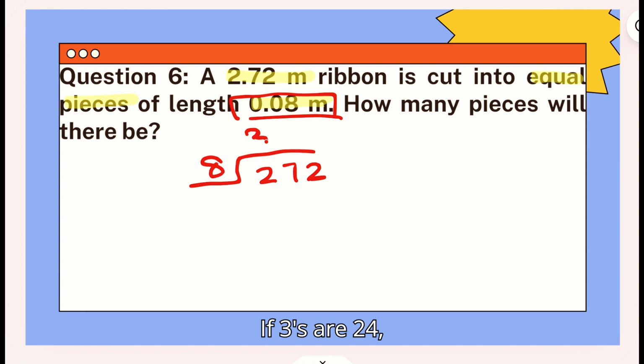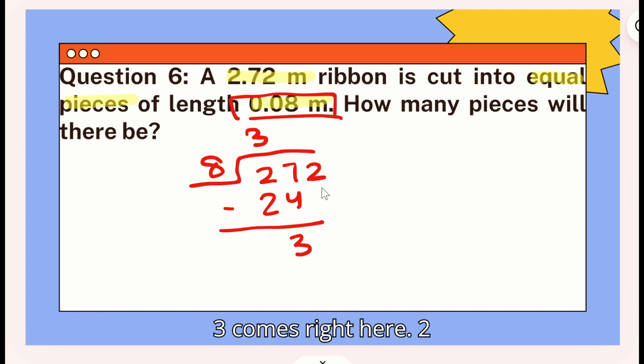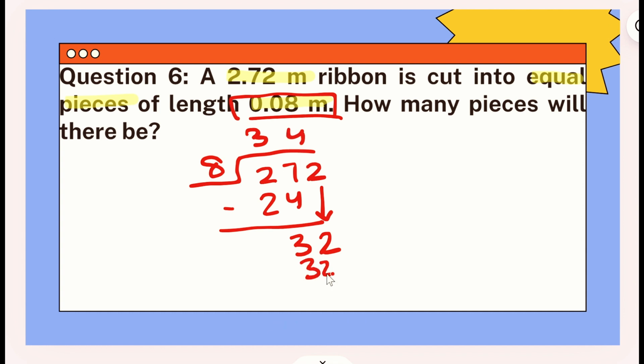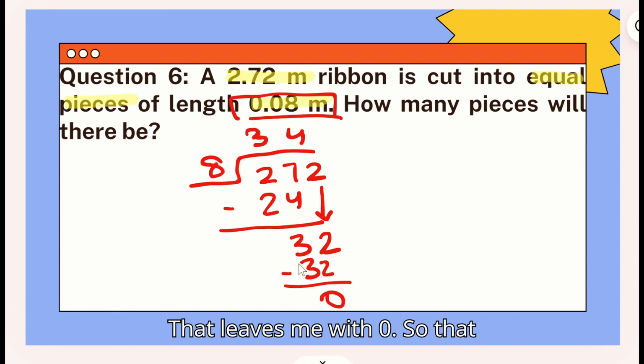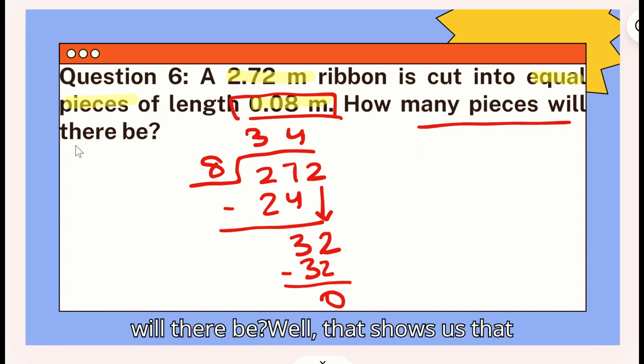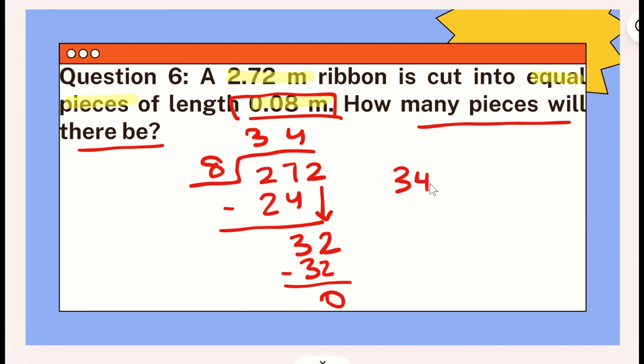If 3 eights are 24, 3 comes right here, 2 comes down, 8 fours are 32, that leaves me with 0. So that means, how many pieces will there be? Well, that shows us that there will be 34 equal pieces of ribbon.